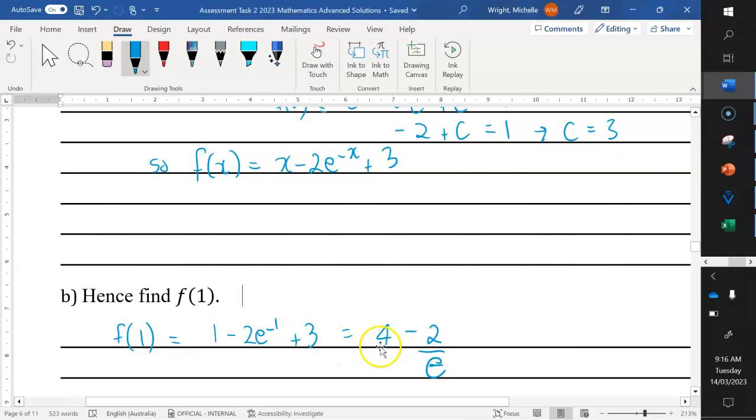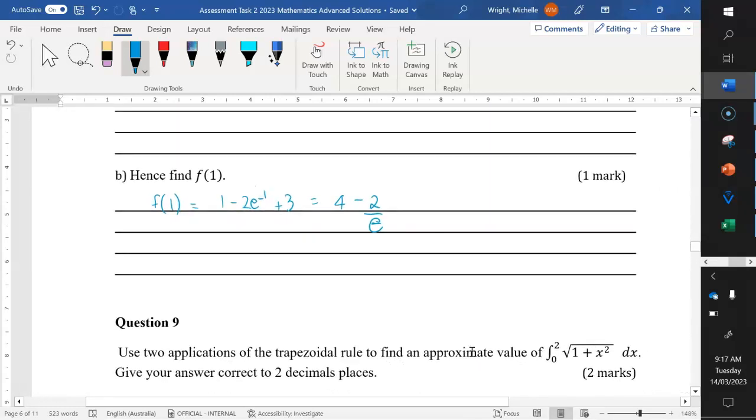3 plus 1 is 4. Minus 2e to the minus 1 I've just written as minus 2 over e. But you could have written it as 2e to the minus 1 as well. And that's your solution there. Okay.